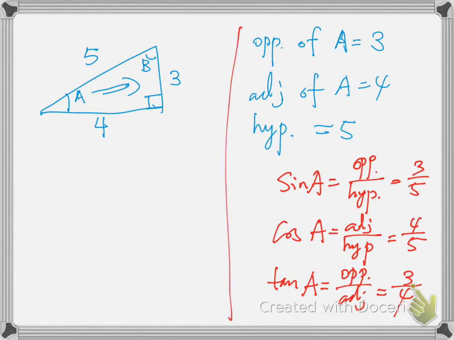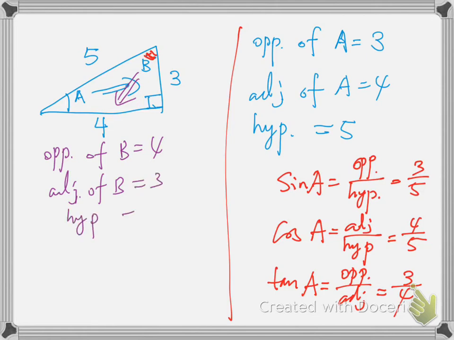So now angle B is completely different. Let's look at angle B now. Let's change the color. What's the opposite side of B? Is 4, right? Opposite of B is 4. Adjacent of B is 3 and hypotenuse is 5. So in the beginning, you may write down all these 3 sides and then write down the trig functions. Sine B is opposite over hypotenuse, so this is 4 over 5.